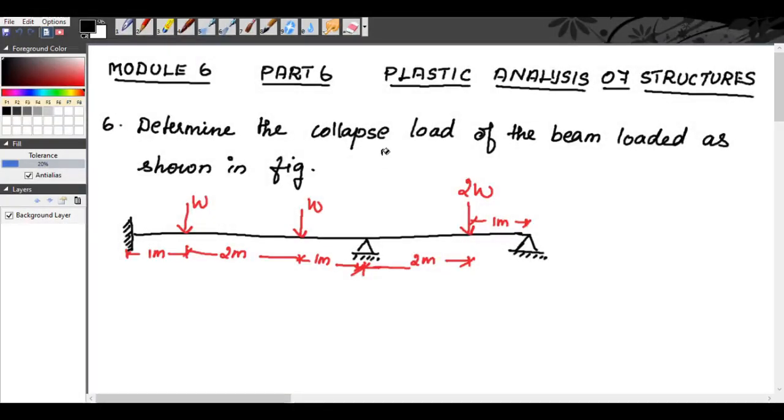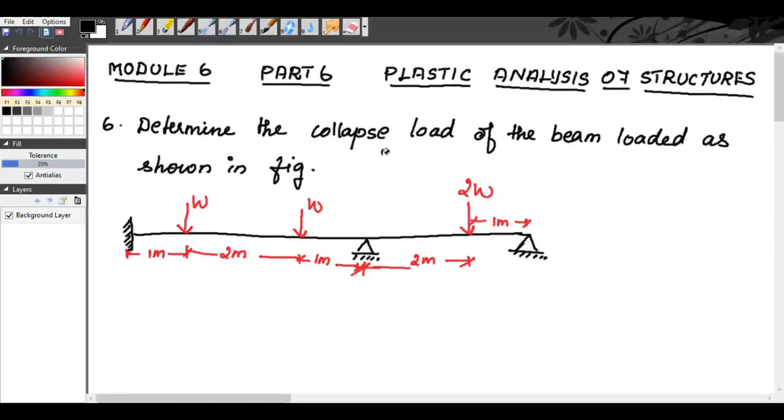Welcome everybody. So we are studying the plastic analysis of structures. Already we have seen the basic concepts and 5 example problems on how to analyze beams, continuous beams, using beam mechanisms, how to determine the collapse load and the plastic moment. Today we are going to see 2 more examples on beams, and after that we will move on to frames.